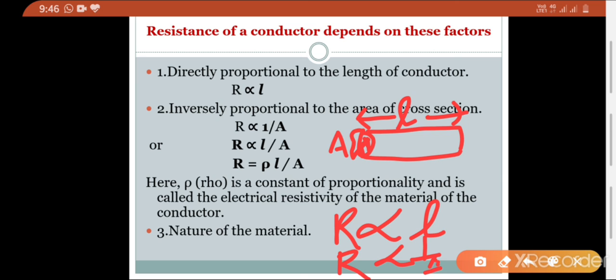Or we can write R equals rho L upon A, where rho is the proportionality constant called electrical resistivity of the material of the conductor. So this resistance also depends on the nature of the material of which the conductor is formed or made up of.